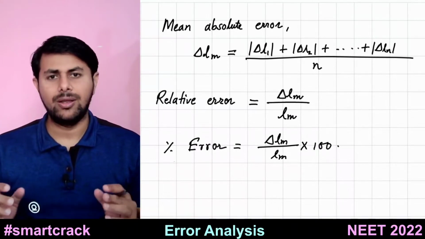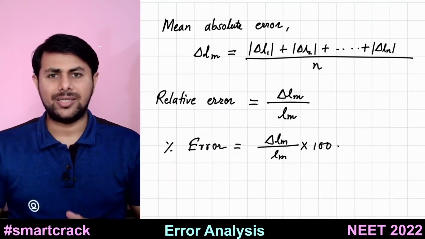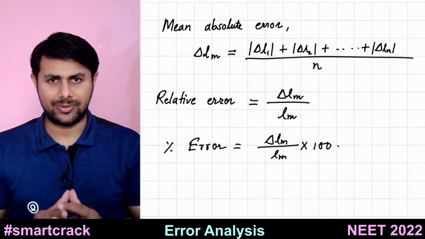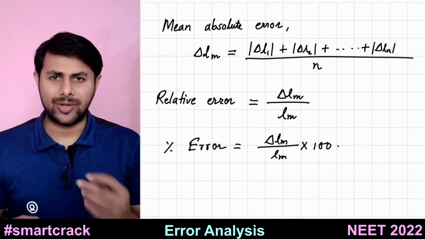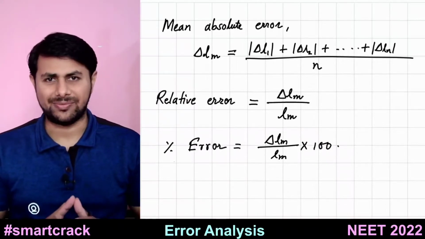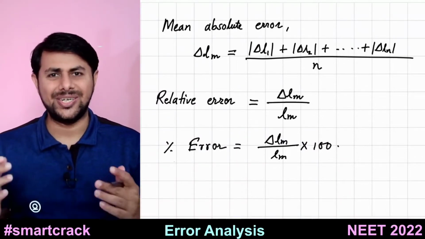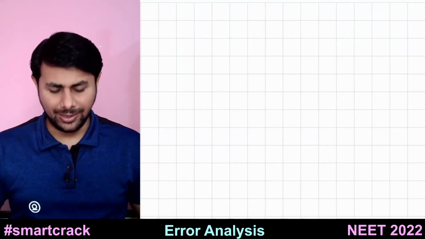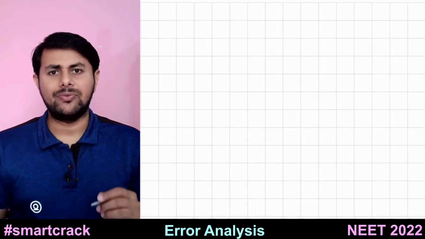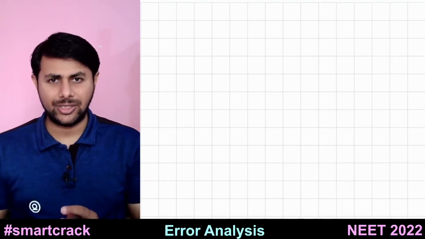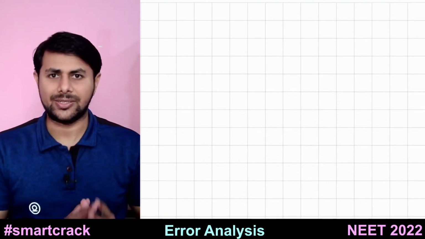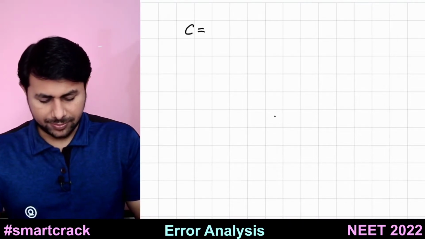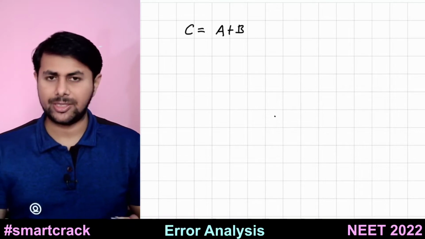Now the next thing that we need to know is how these errors get added up in addition, subtraction, multiplication and division. So let's find that out. Let's see what happens to the error in the addition of two quantities or the subtraction of two quantities. Let's suppose I have C equals A plus B.